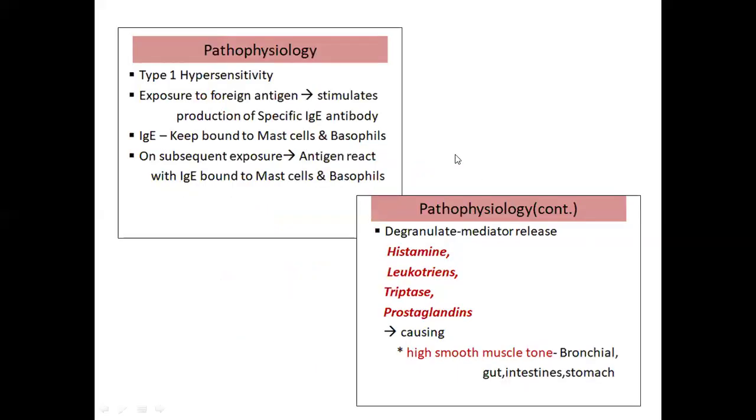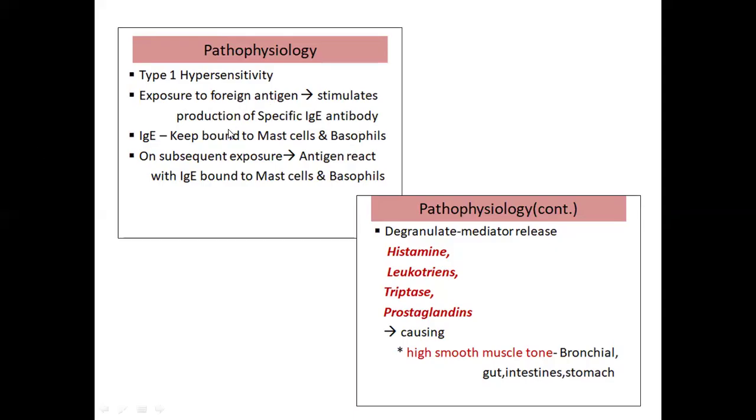So, pathophysiology continued. There's a type 1 hypersensitivity. Following exposure to foreign antigen, what happens? It stimulates production of specific antibodies, so IgE antibody. This IgE antibody, I am telling, causes immediate anaphylaxis, right?